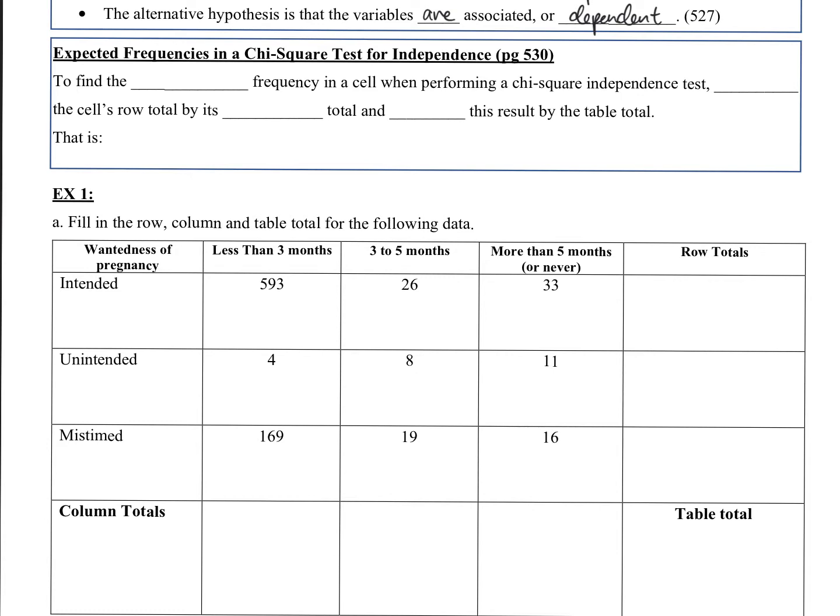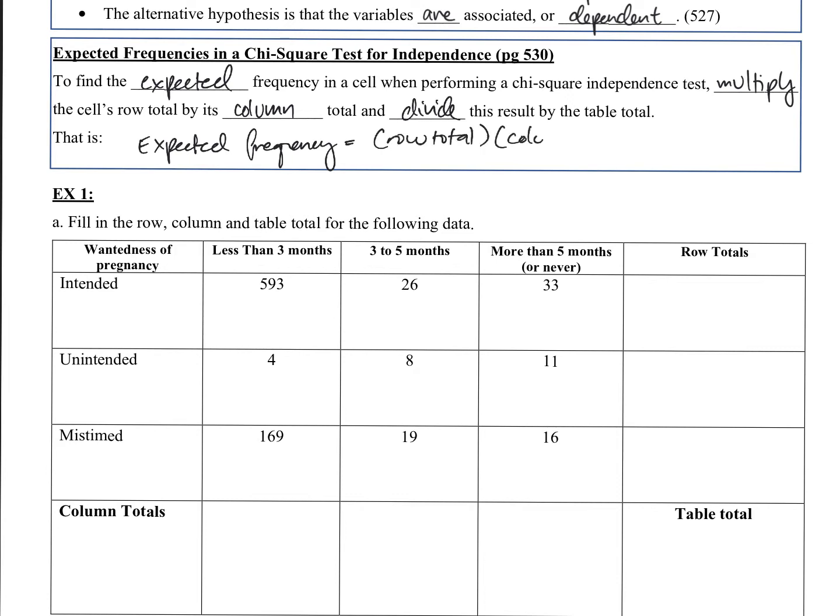To find the expected frequency in a cell when performing a chi-square independence test, you're going to multiply the cell's row total by its column total and divide this result by the table total. So the expected frequency is going to be equal to the row total times the column total divided by the table total.